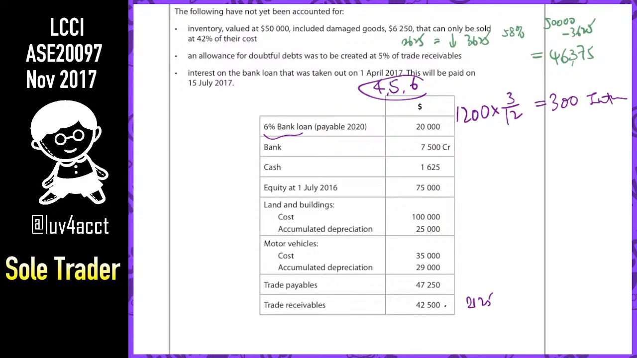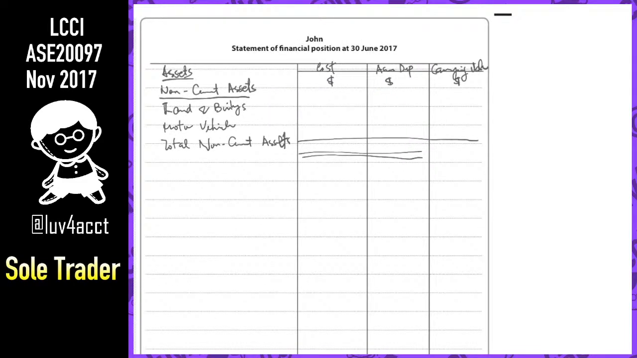So we have 100, 25, 35, 29. 100,000, 25,000, that will give you 75. And then motor vehicles, 35, 29. That will give you 6,000. So 8,100.